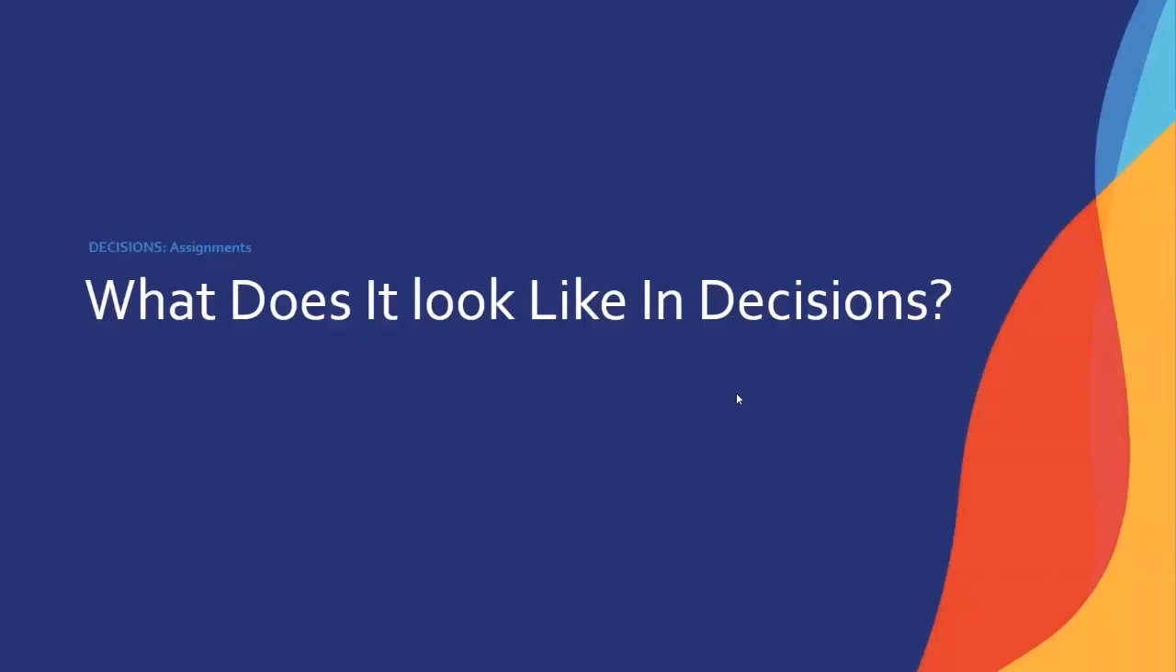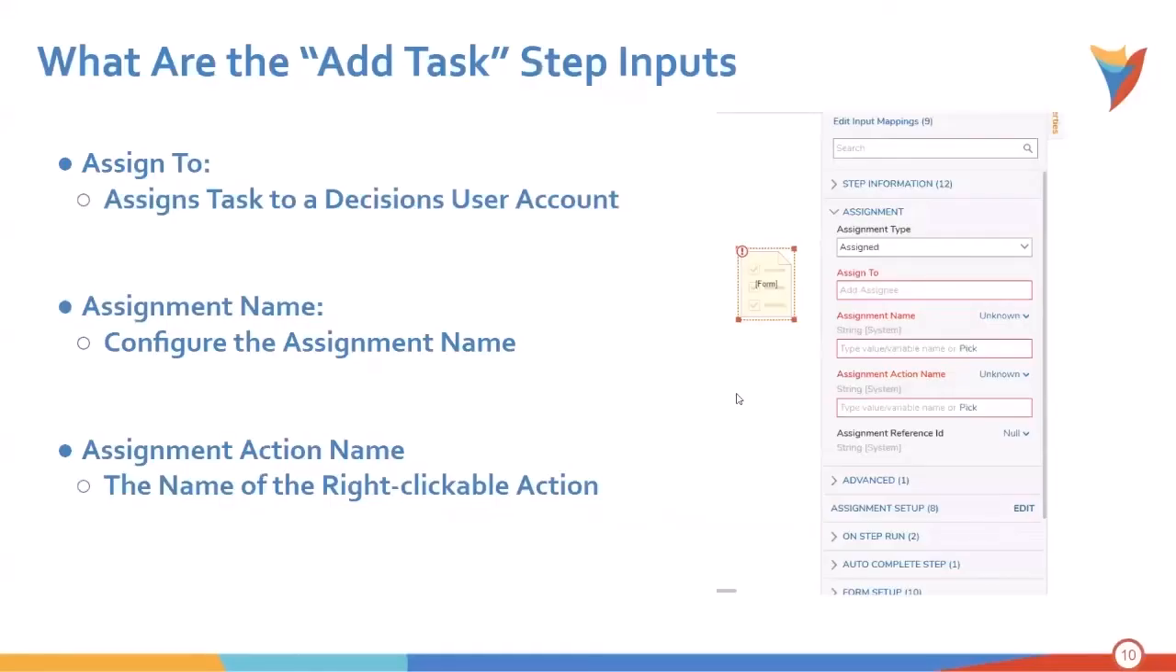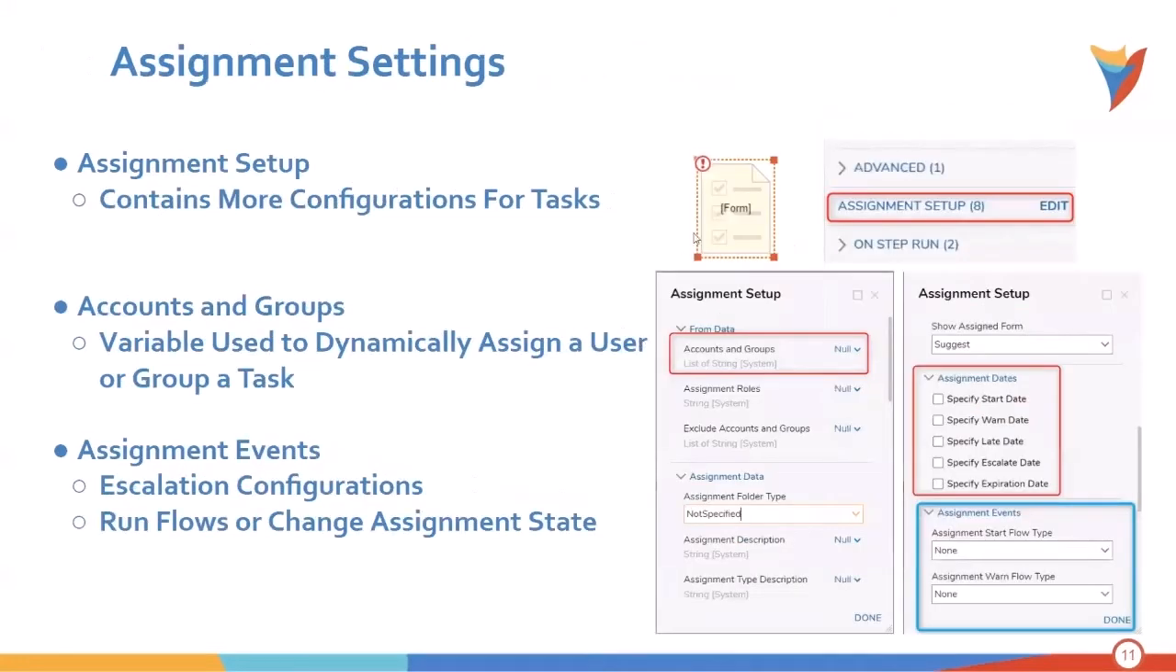So what does this look like in Decisions? When I go to create an assignment, you can use your add task step input. And this will assign a task. You can assign a task to your Decisions user account. You can configure your assignment name, call it whatever you want. And then you have your assignment action name, so that if you right click on the assignment and you want to work it, that is actually the name that you are going to see. I will create this example for you so that you can follow along and see what that looks like.